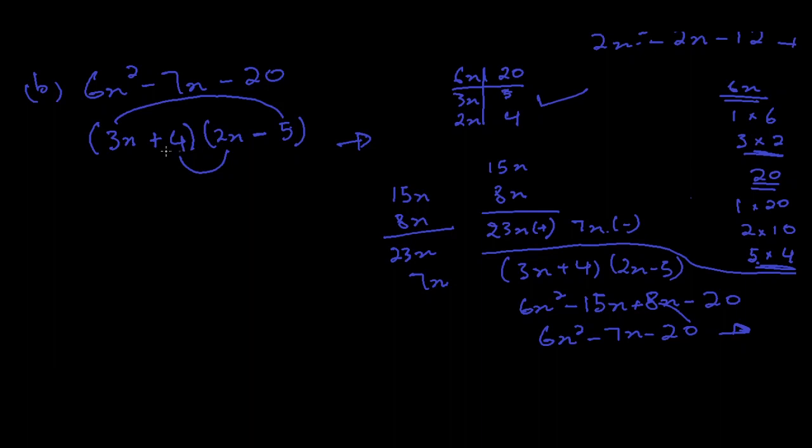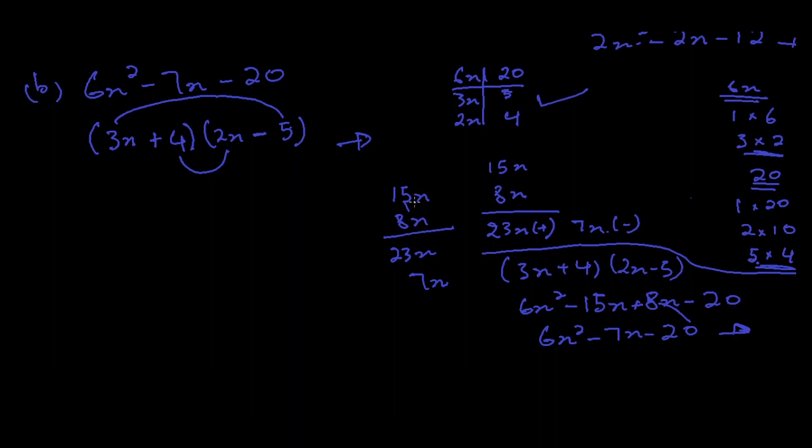After placing them, you multiply the first one from your first bracket and the last one here, as I've shown with the lines. You multiply it this way, then you multiply the 2 here. Then when you add or subtract them, they should give you the middle term.